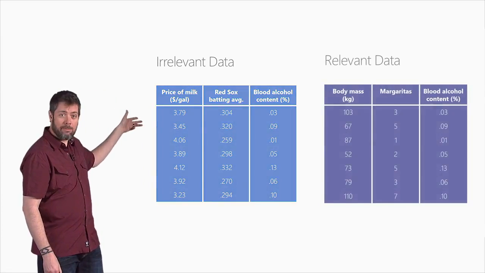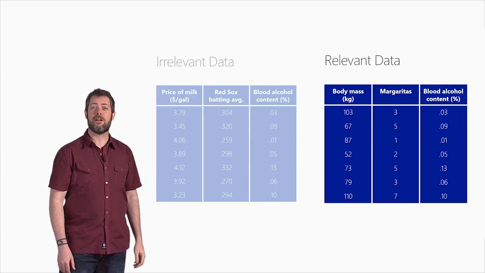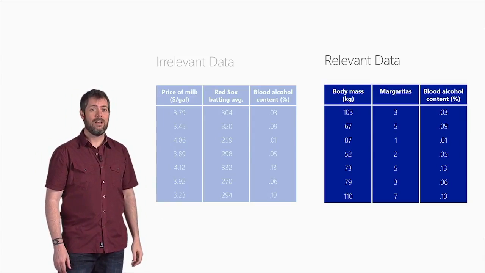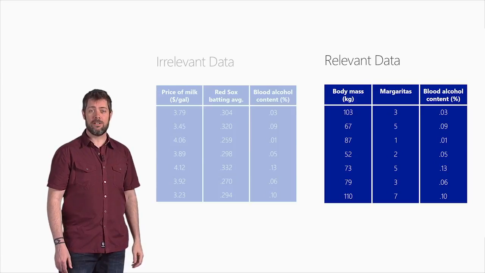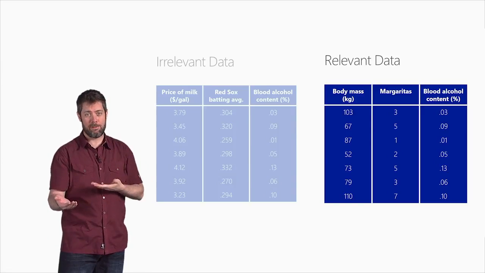Now, check out the table on the right. This time we measured each person's body mass and counted the number of drinks they've had. The numbers in each row are now relevant to each other. If I gave you my body mass and the number of margaritas I've had, you could make a pretty good guess at my blood alcohol content.